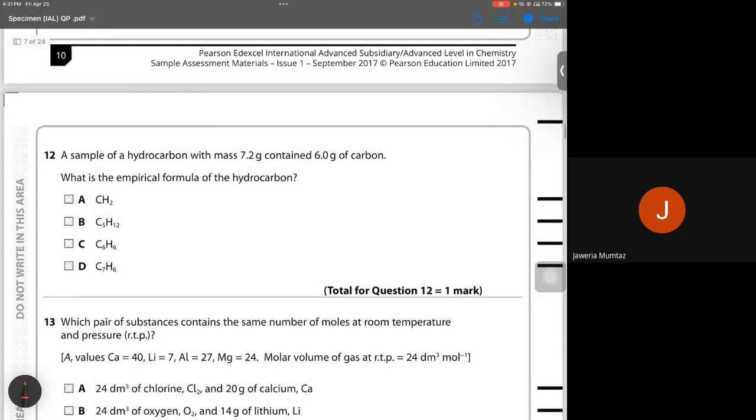A sample of hydrocarbon with a mass of 7.2 gram contains 6 grams of carbon. What is the empirical formula of the hydrocarbon? It's a very easy question, you did it in your IGCSE as well. Sometimes they give you the percentage of the elements, and sometimes they give you the masses of each element. In this question they have given the mass, not a percentage.